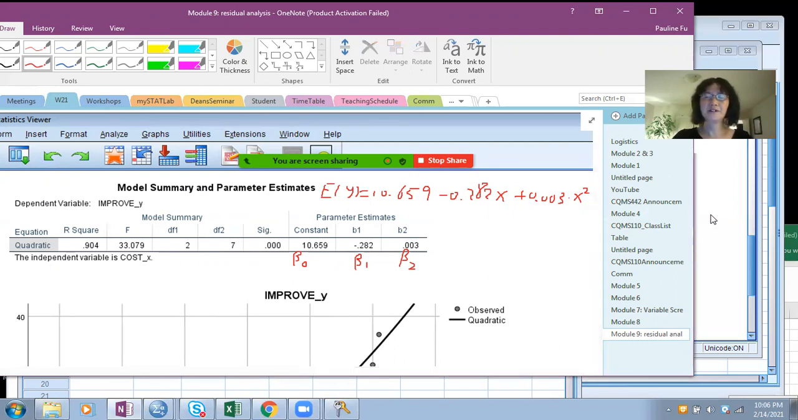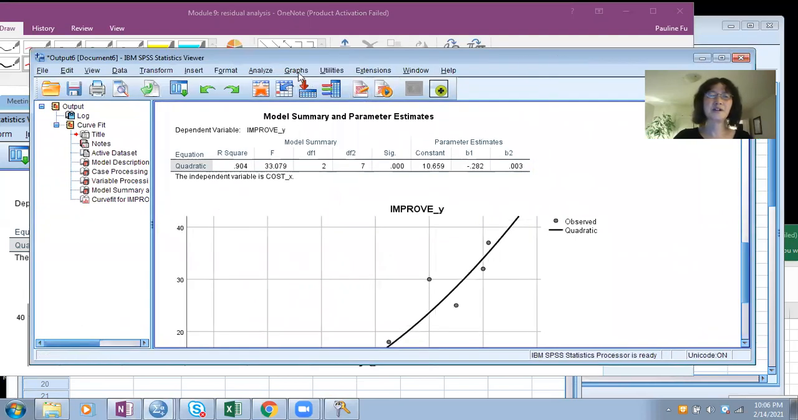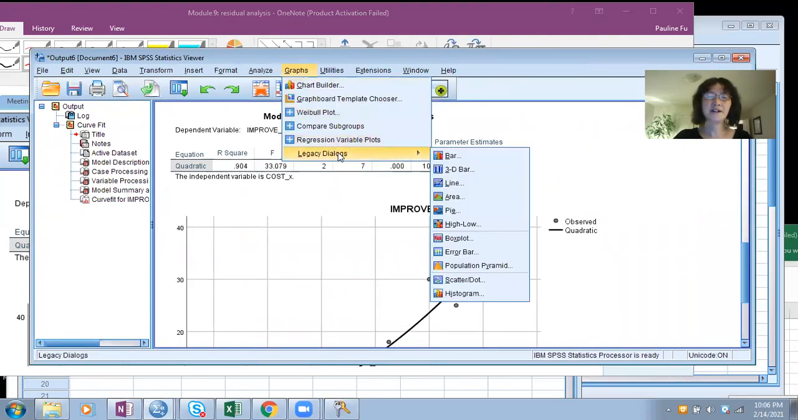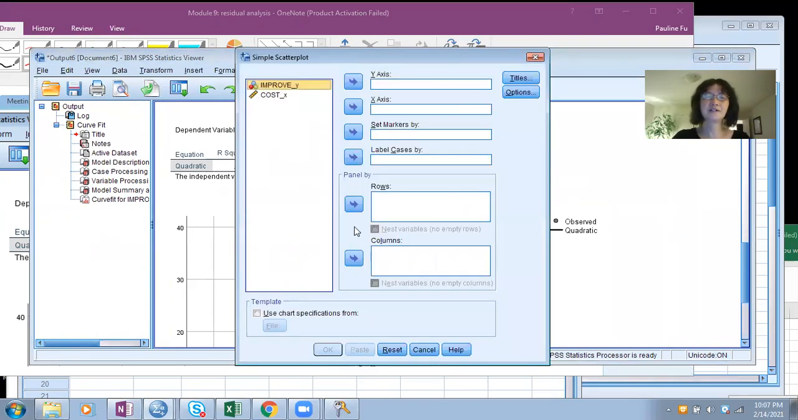Next we are going to create a scatter plot. Go to Graphs, Legacy Dialogs, Scatter plot. Click Simple, then define Y, and X is the cost. Then click the OK button.